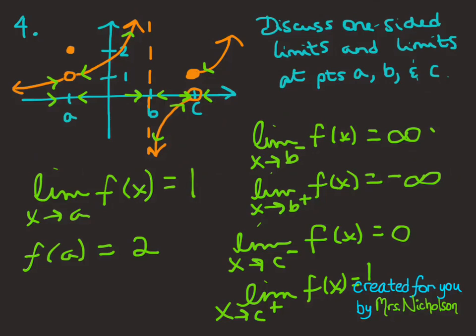So you can see here at B and at C, the limit does not exist at those 2 points because for B, my one-sided limits are going to infinity, and that's not a limit. And then at C, my one-sided limits are equal to 2 different values. So I do not have a limit there.